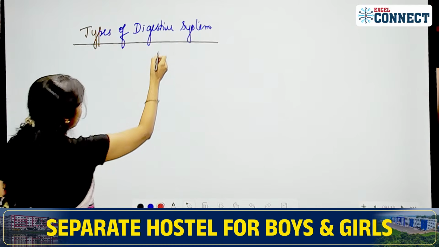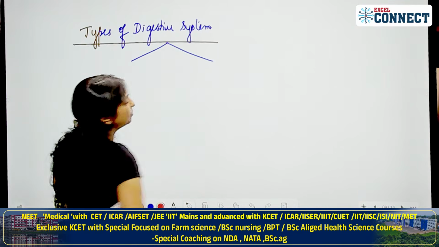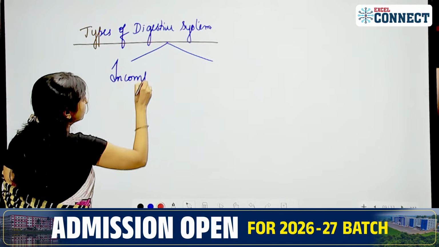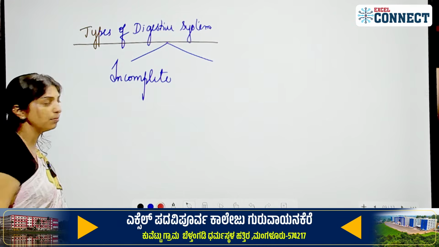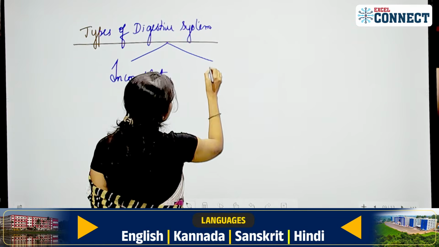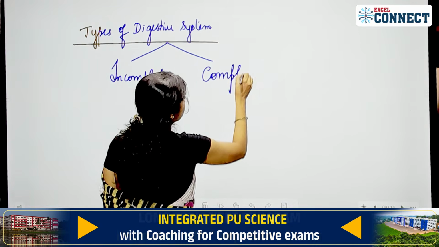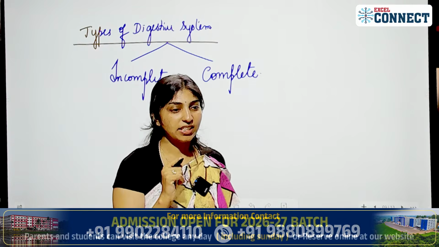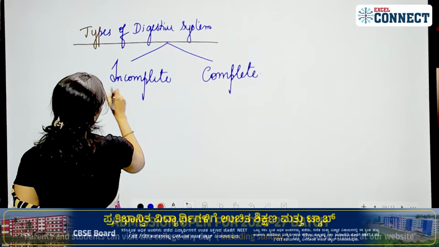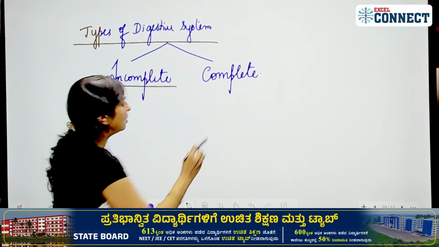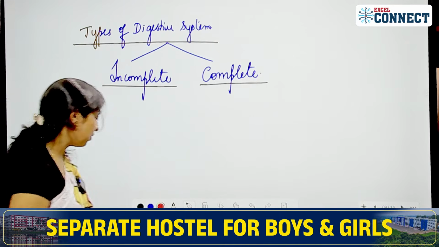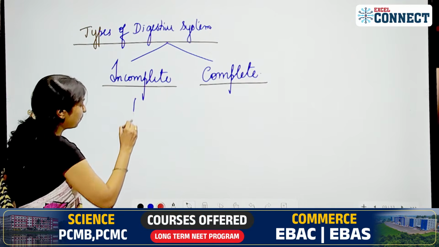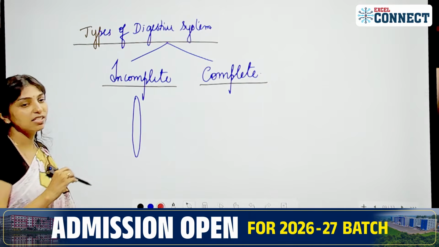Very good. When we say digestive system, there are 2 types of digestive system. One is incomplete digestive system, and then a complete digestive system. Based on the intake of food, they are categorized into different categories. Now, what is incomplete digestive system? Consider this as a body of an animal.